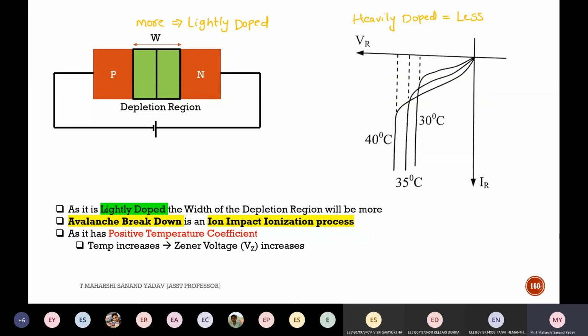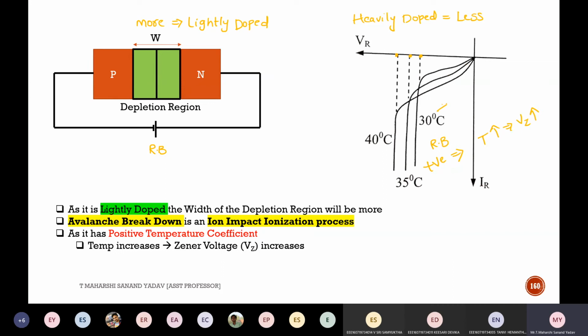And the main operating condition is reverse bias. This is also very important. Only reverse bias case. And under reverse bias case, there is positive temperature coefficient or negative temperature coefficient. Positive for avalanche. Positive temperature coefficient means if temperature is increased, VZ will increase. So if you see here, this is one thing. Third point. So here, when temperature is increased, VZ is increased.